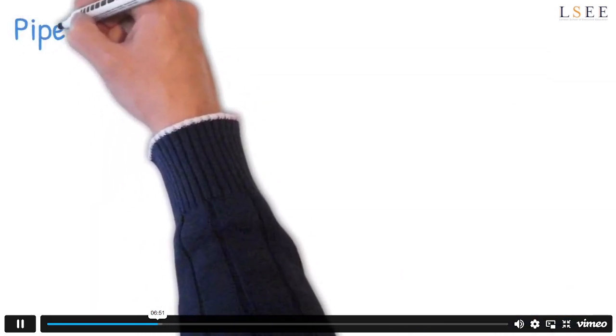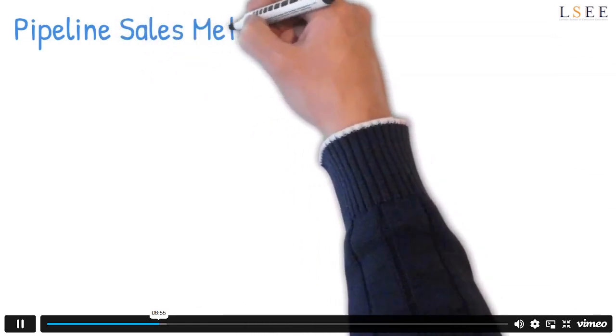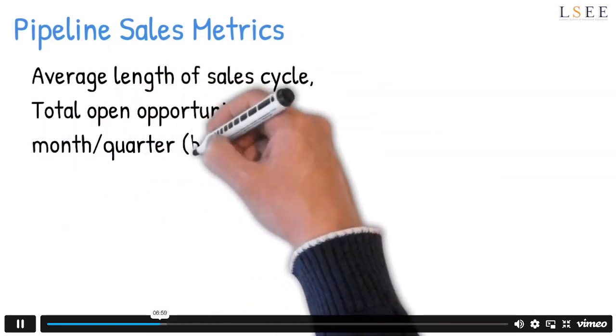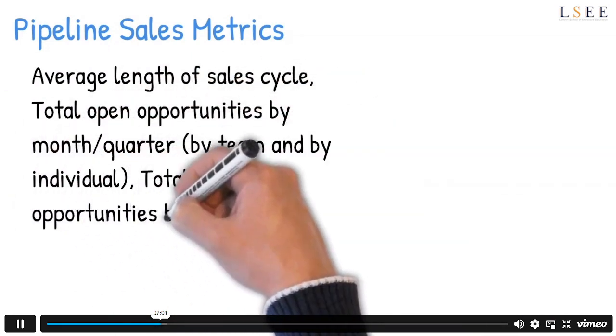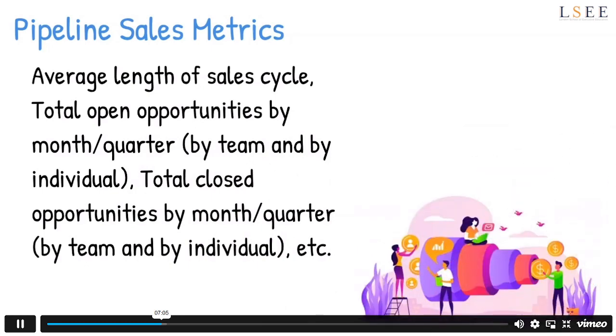Pipeline sales metrics. Average length of sales cycle, total open opportunities by month/quarter, by team and by individual, total closed opportunities by month/quarter, by team and by individual, etc.